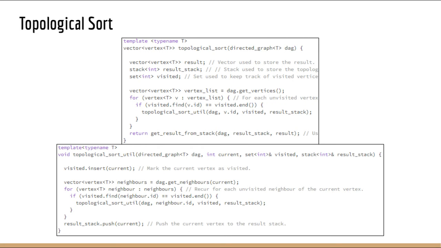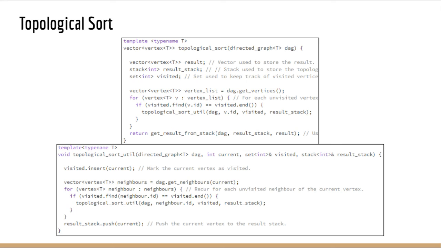For topological sort, I utilized recursion by implementing a recursive utility function. After reading into the process for topological sort, I found it relatively easy to implement into code. The algorithm searches the graph by calling the utility function for each unvisited vertex in the directed acyclic graph. As the result produced by the function is a stack, which was also the case for shortest path, I created a function that converts the result stack into a vector of vertices in order to reduce repetitive code.